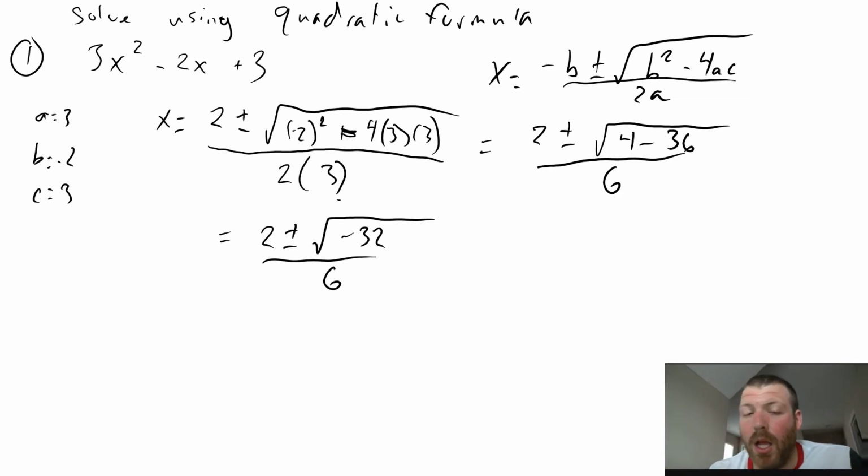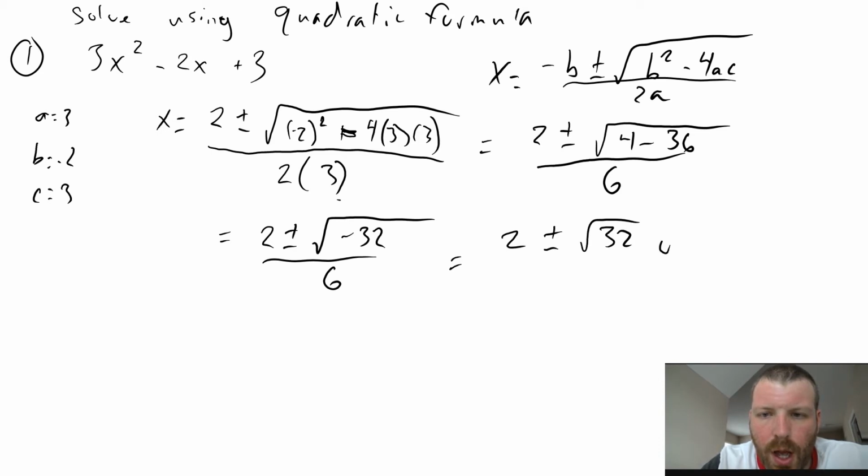Now here's where you need to think about the complex number system. We said that if you have a negative number underneath the root, it doesn't work. And so what that means is I have to make it imaginary. So what I want to do is pull that negative 1 out and essentially just make it i, right? So this is going to be equal to 2 plus or minus the square root of 32i, right? That's what that makes, over 6.